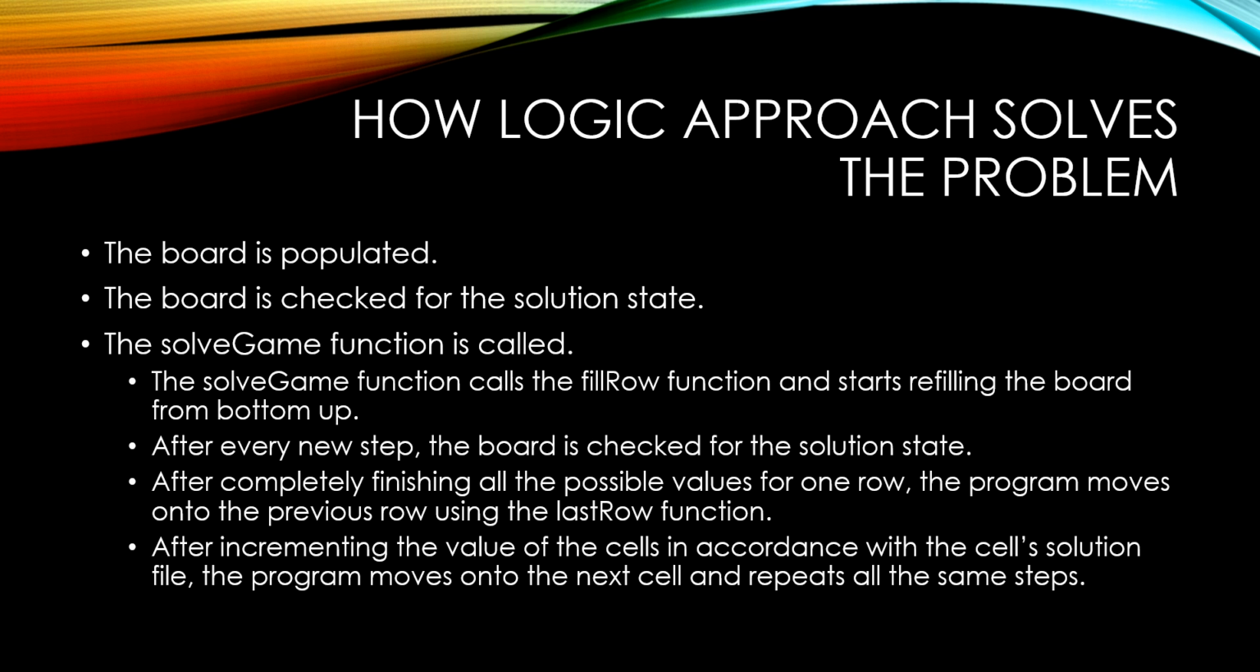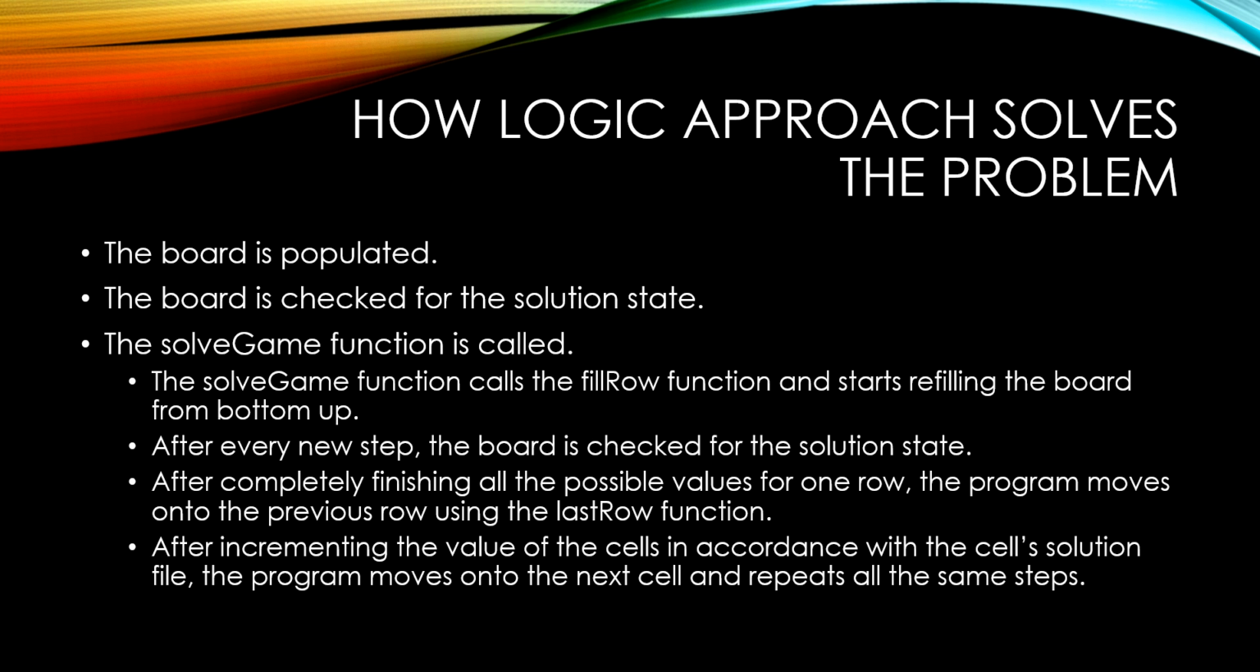Now, after populating it for the first time, we check if the current state is a game ending state, on the off chance that it is. It almost never is. Then the solve game function is called. It calls the fill row function and starts refilling the board. It goes from the bottom up. It draws one value from the file, puts it in the bottom row of the board. The game state is checked.